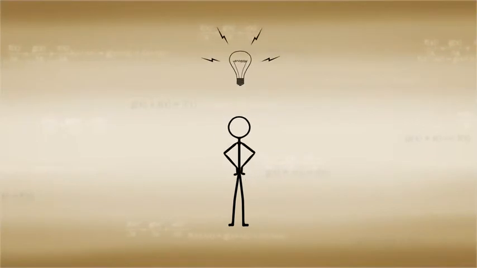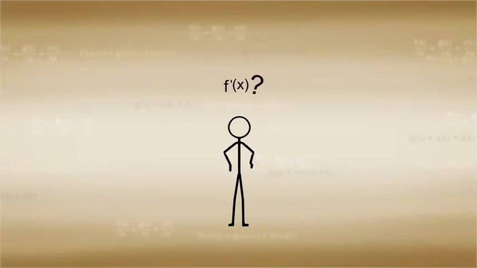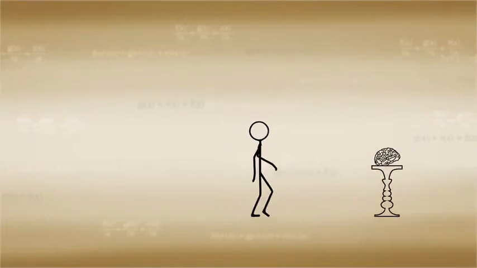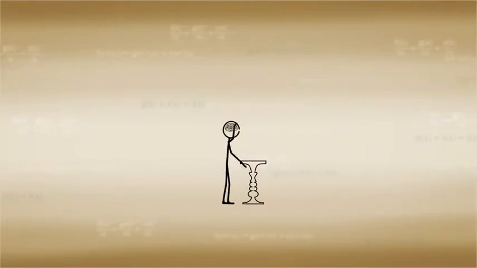If we know the derivative of g of x and r of x, would it be possible to know the derivative of f of x if f of x is equal to g of r of x? In order to answer this question, I will implore you to use the power of your imagination.